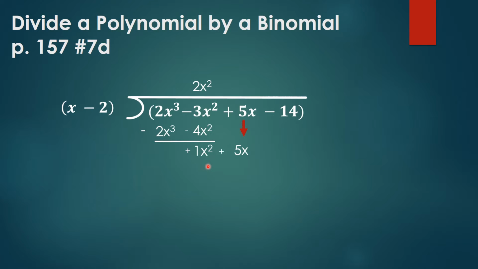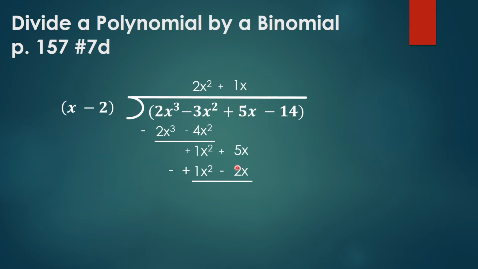Again, I start over this process and I say, what do I multiply this x by in the divisor to give me 1x squared? The answer is plus 1x. And I take this plus 1x that I determined and I multiply it by each term in the divisor. 1x times x gives me 1x squared. 1x times negative 2 gives me negative 2x. Again, I do the same thing. I subtract. 1x squared minus a plus 1x squared is 0.